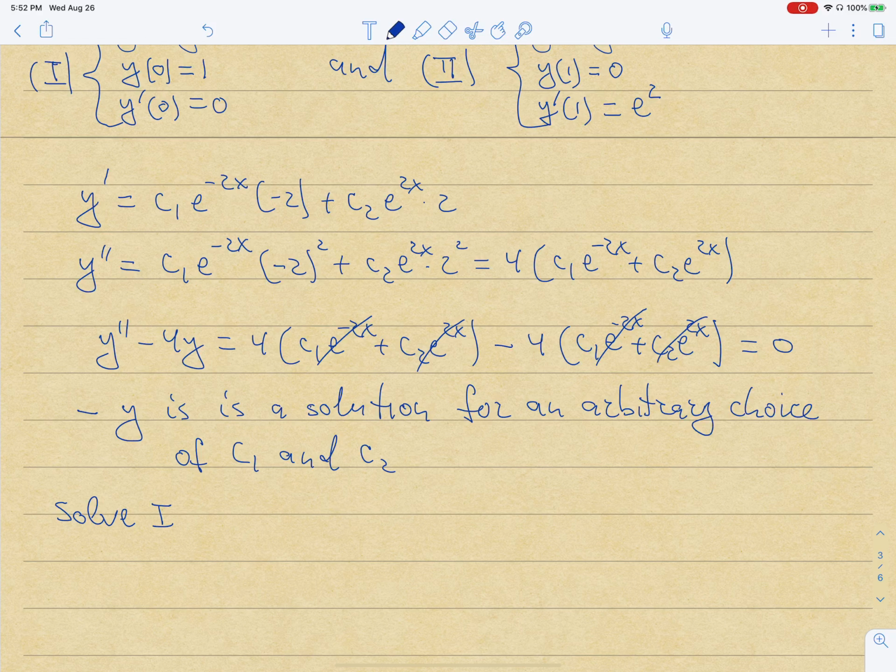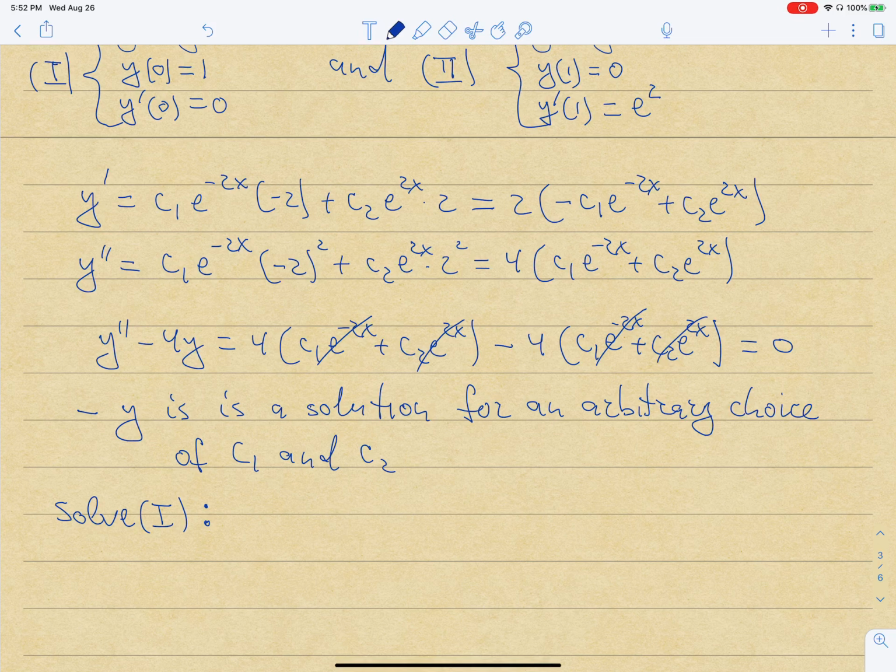So to solve 1, what do I know? Let me actually simplify this expression here because we'll need it. So I have 2 times, if I factor out 2, minus C1 e to the minus 2x plus C2 e to the 2x.